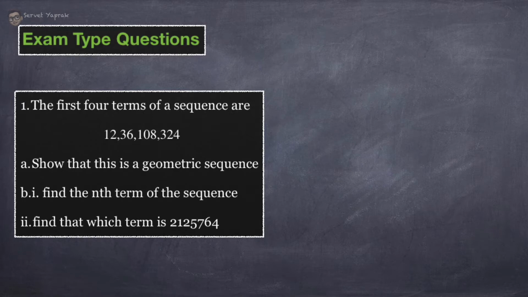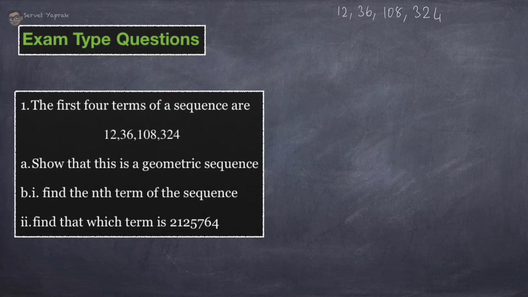Exam type questions. Question number 1. The first four terms of a sequence are 12, 36, 108, and 324. Show that this is a geometric sequence. Part B, find the nth term of the sequence. And second part, find which term is 2,125,764. So let's look at the sequence here, 12, 36, 108, 324.